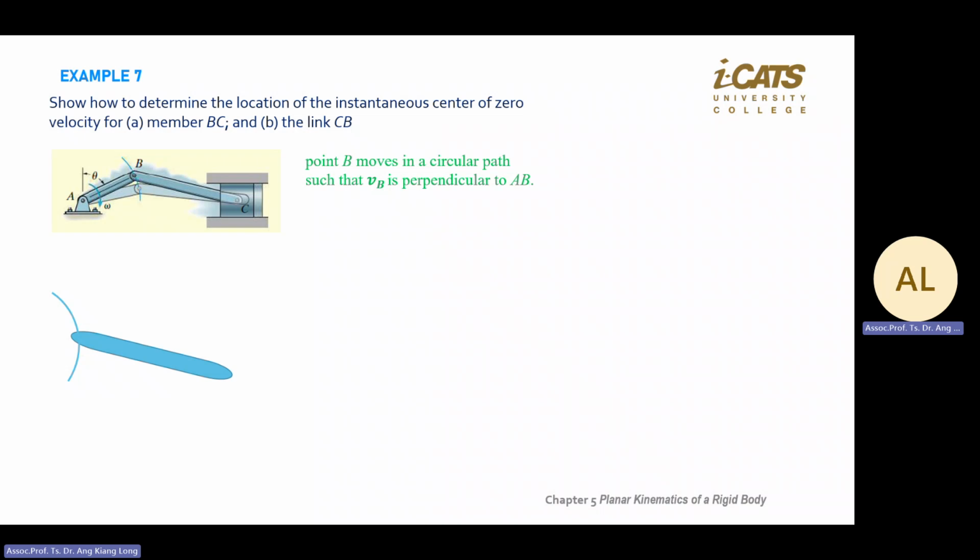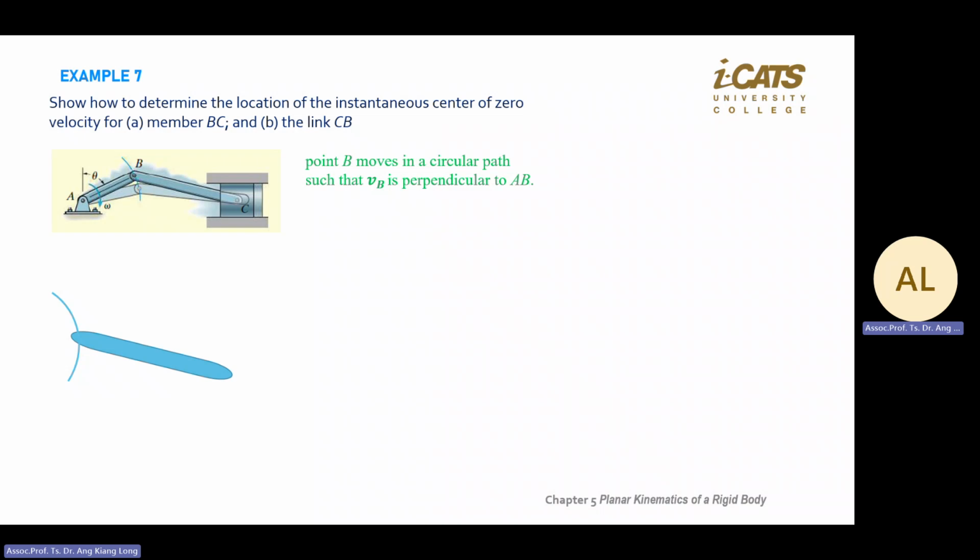So it asks you to determine the location of the instantaneous center of zero velocity, or IC, for member BC. For member BC, you just need to know two things when you draw IC: the velocity vector and also omega. Okay, look at points B and C. You draw points B and C, and then you go to point B and draw the path for point B first, and then you go to C and draw the path for C.